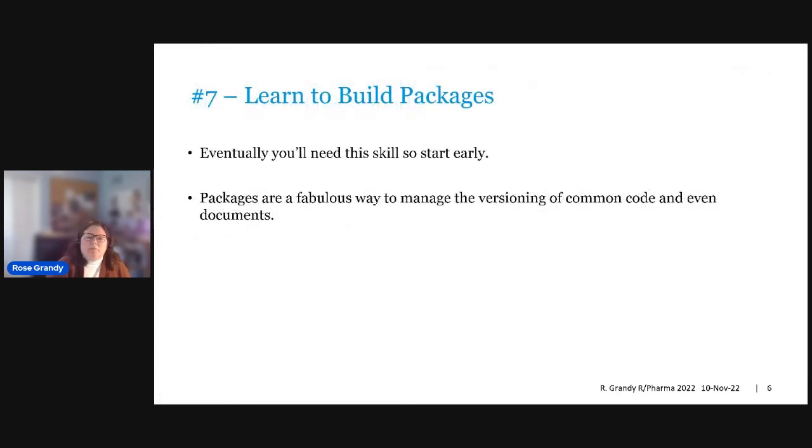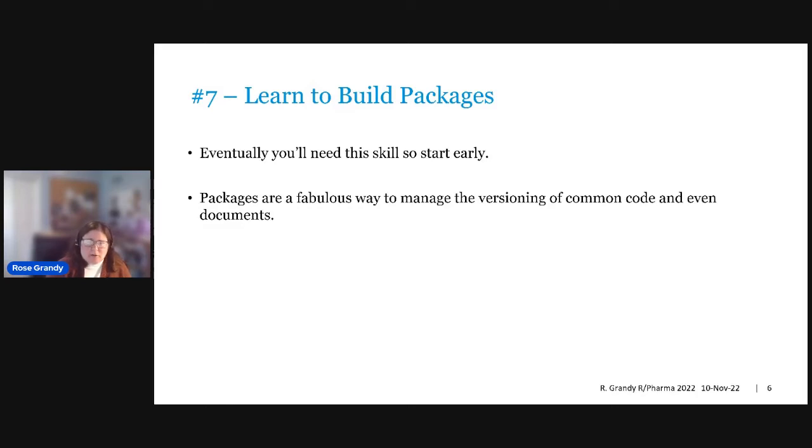Okay. Number 7, learn to build packages. So ultimately, this is a skill that every group using R will need to have. So figuring it out early is really a good idea. Those of us who are used to autocall libraries and macros will find that packages are a much more efficient way to control the versioning of code and even documents.